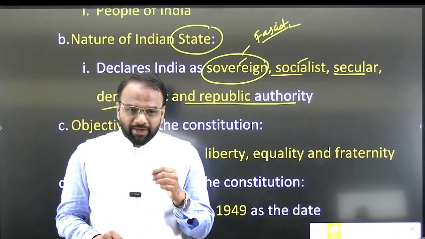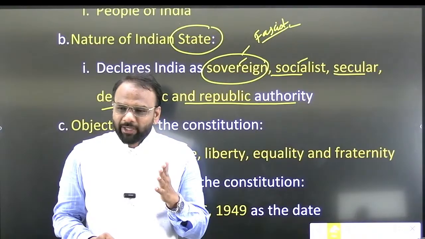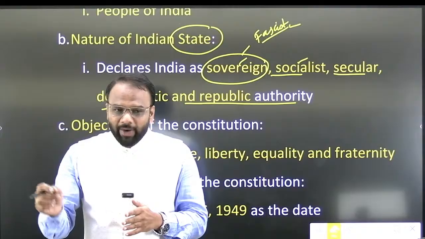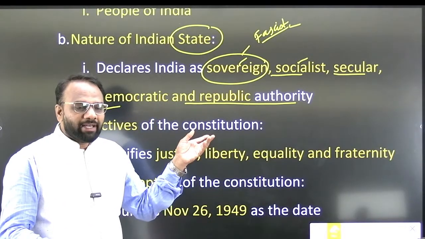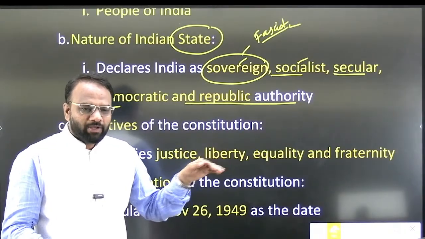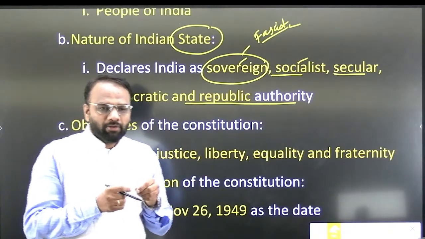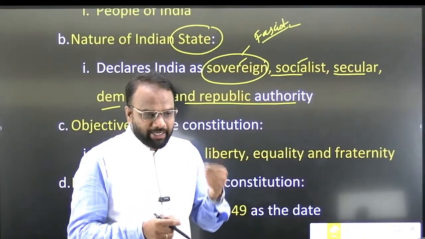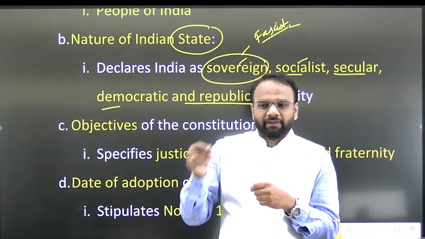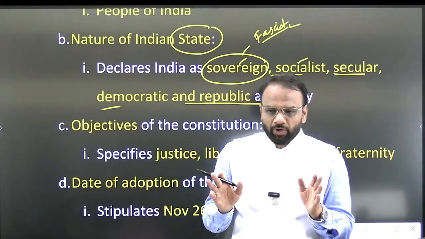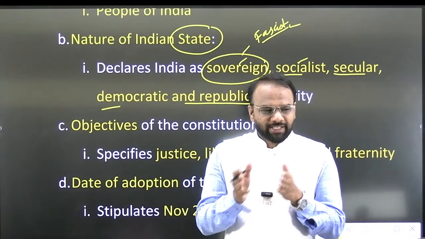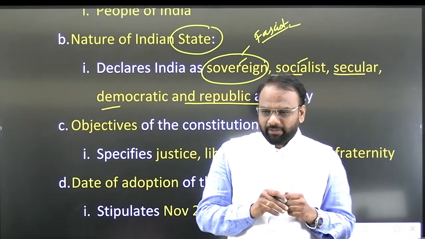Now in the mains, when you are writing answers, they are not expecting you to write the whole preamble, we the people of India in 1949, no. To the required extent, you should be able to recall that the nature of the Indian state is sovereign, socialist, secular, democratic and republic. Once we start discussing mains answer writing, I will let you know how exactly these statements can be extracted and where we can add them. So now we have got that the nature of the Indian state is sovereign, socialist, secular, democratic and republic.